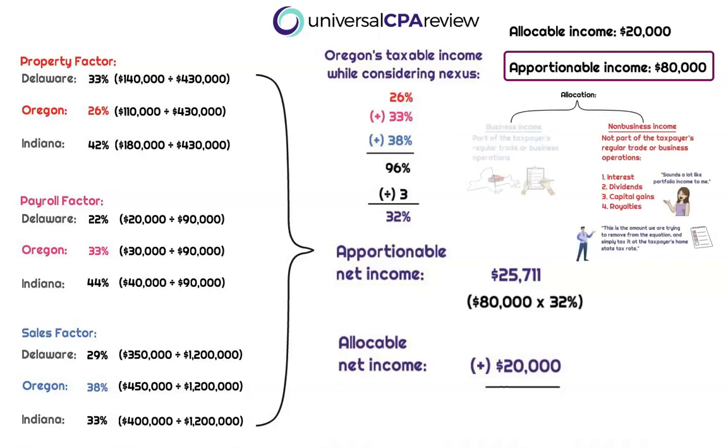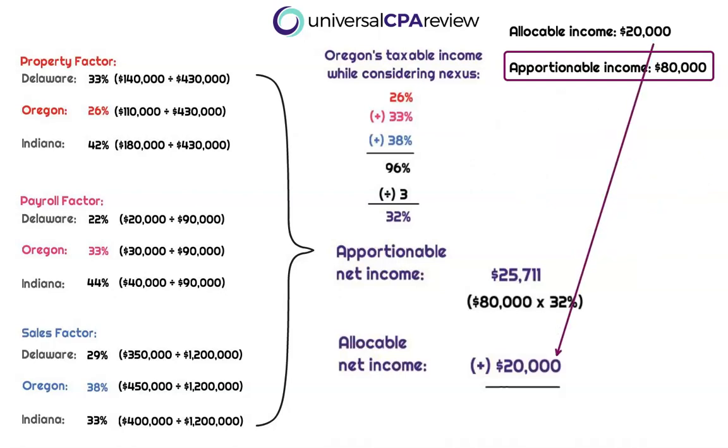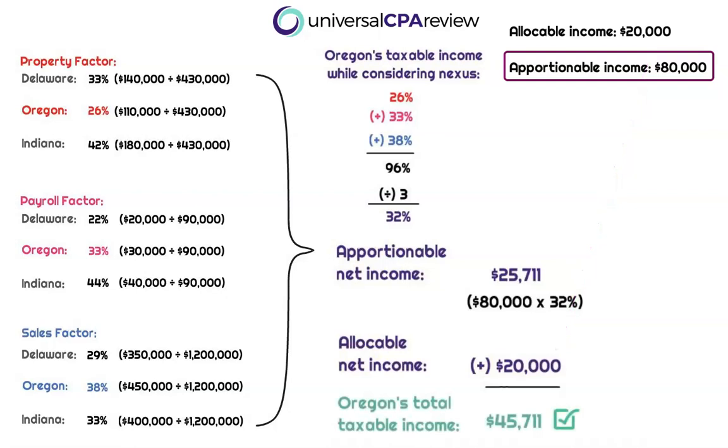All right, so what did we say when we're thinking about allocable net income? When we're thinking about allocable net income, we're going to take our total non-business income and we're going to allocate it to the home state. Okay, so the home state of Oregon is going to allocate the entire $20,000. So we're going to take Oregon's total taxable income of $45,711, and this is the amount that is now going to be multiplied by Oregon state income tax rate.